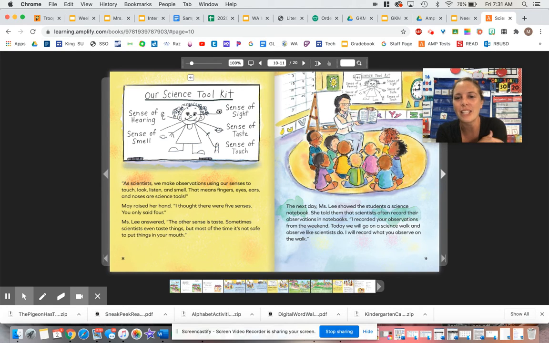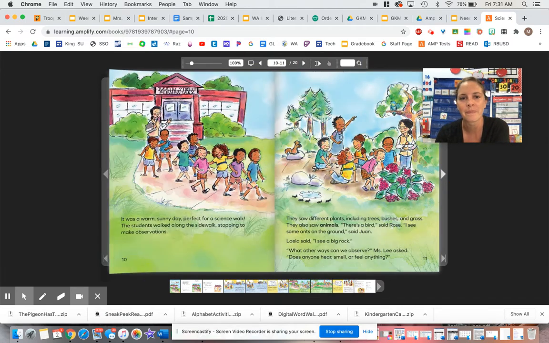The next day, Miss Lee showed the students a science notebook. She told them that scientists often record their observations in notebooks. I recorded your observations from the weekend. Today we will go on a science walk and observe like scientists do. I will record what you observe on the walk.